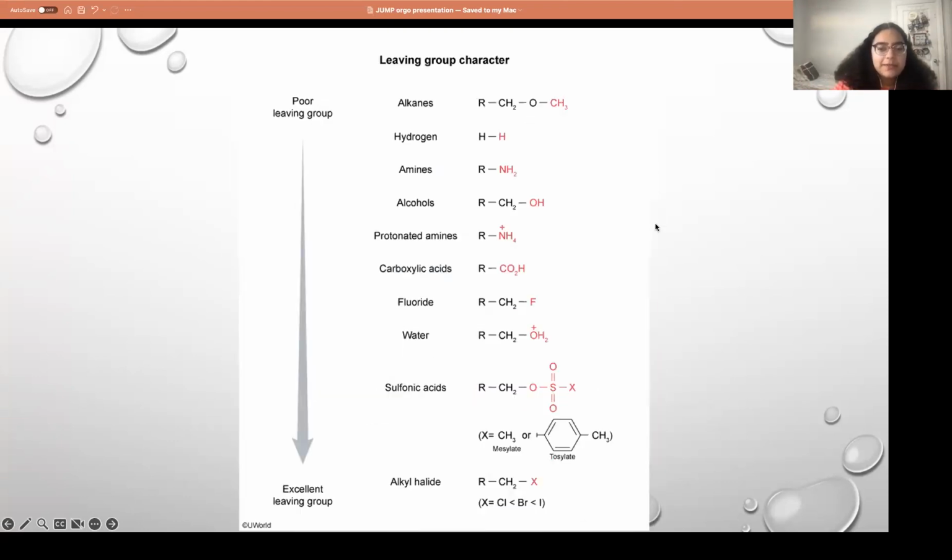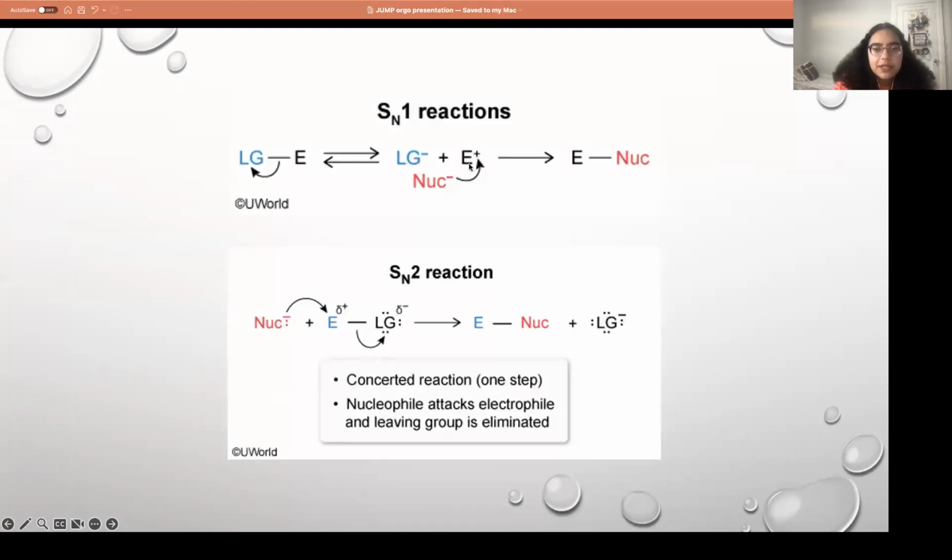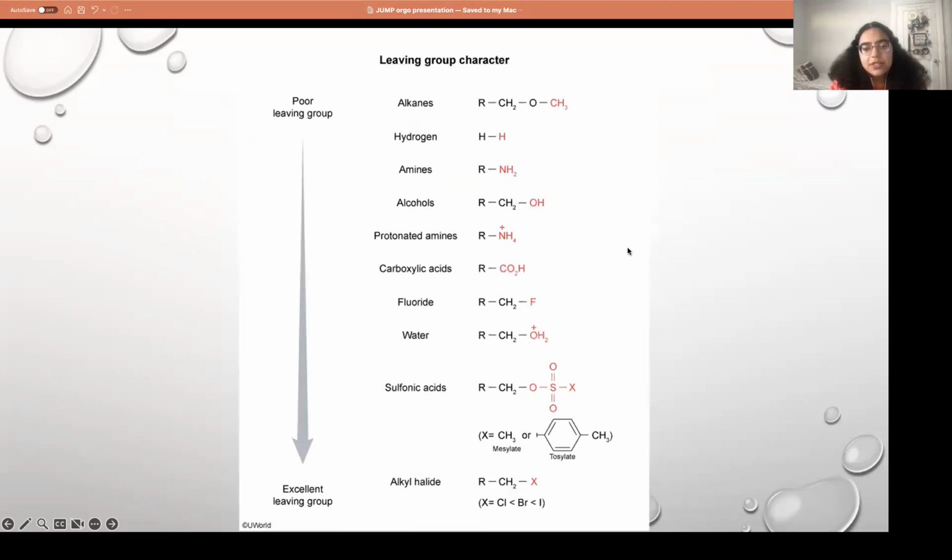We also talk about leaving groups, which, if we go back to this, the Lg is the leaving group. The name pretty much explains it. It's the part that goes. Some things are better at leaving than others. The best leaving groups are alkyl halides. And even within there, iodine is the best, and then bromine, chlorine after that.